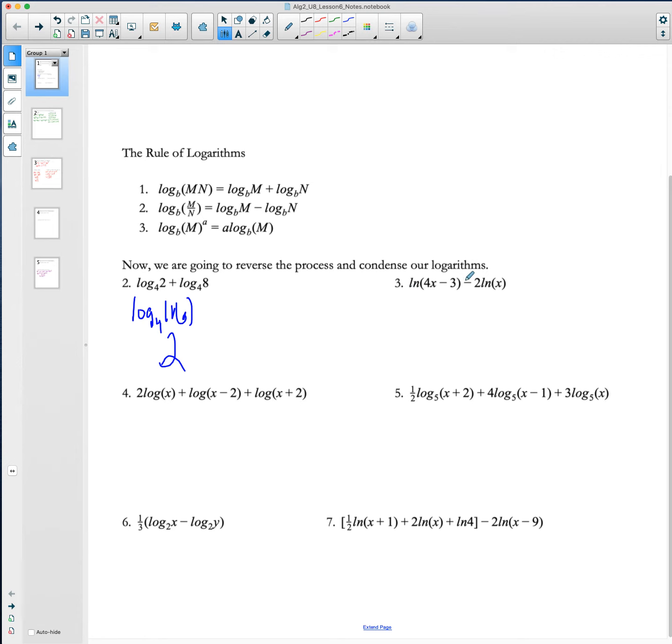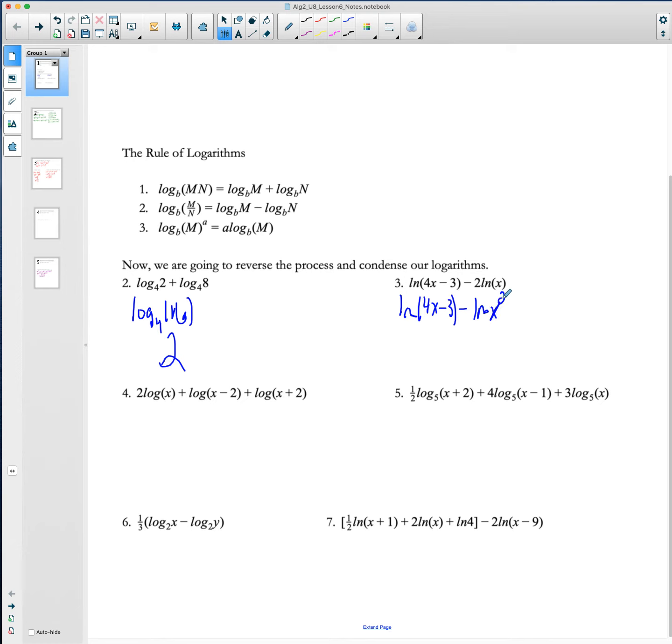But, all right, I do see an a value here, so I want to take care of this before I get to the subtraction here. So I'm going to have the natural log of 4x minus 3, and I'm going to now use that power property, and I'm going to take that 2 and make it the power of x here. So natural log of x squared.